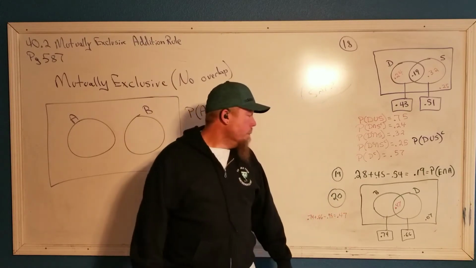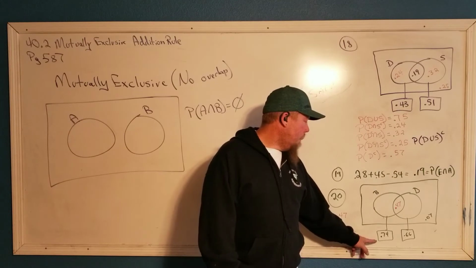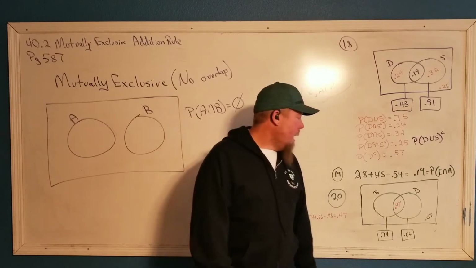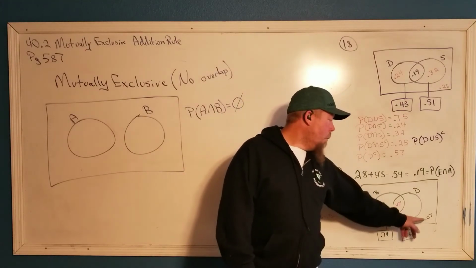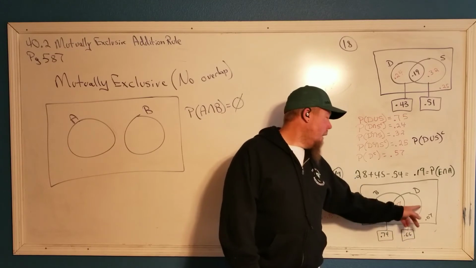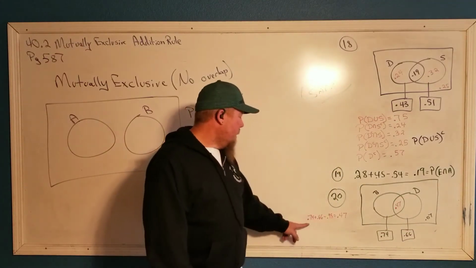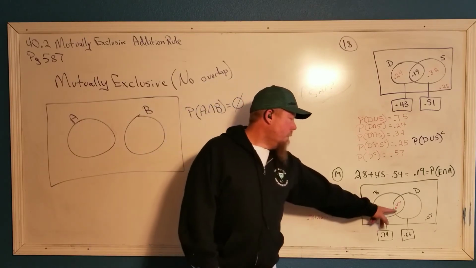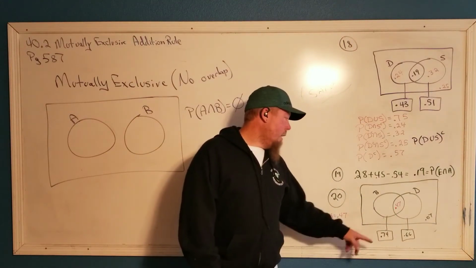Number 20, I drew the Venn diagram based on the information they gave me. They gave me that the probability of B is 0.74, the probability of D is 0.66, and the neither, the outside, is 0.07. What the 0.07 tells us is that the OR has to be 0.93. And so that allows me to set up my equation: 0.74 plus 0.66 minus 0.93 gives me the center. That's my AND, B and D, and that's what the end of 20 is asking for.